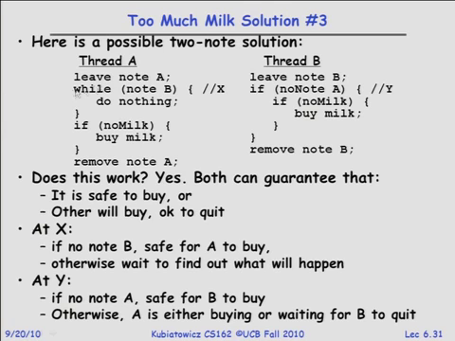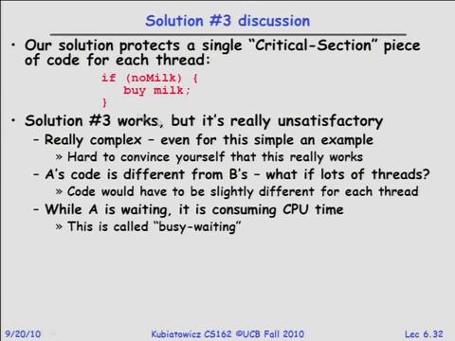And solution number 3 works, but it's extremely unsatisfactory. It's complex. Come up with a generalization. Suppose you got 20 threads. Okay, that's an exercise for the reader. And another thing that's bad here is, A is waiting to see what happens with B's note. It's spinning. So it's busy waiting. So we're actually wasting CPU time here.